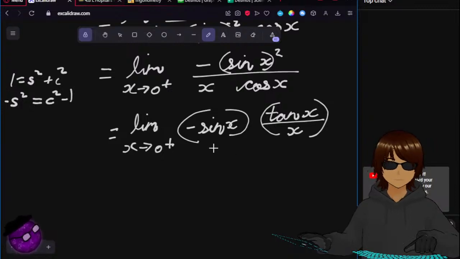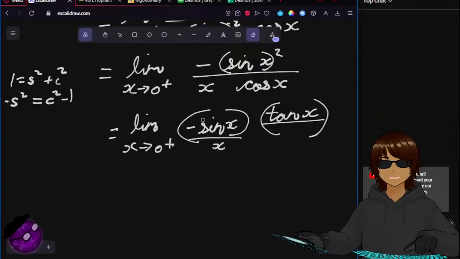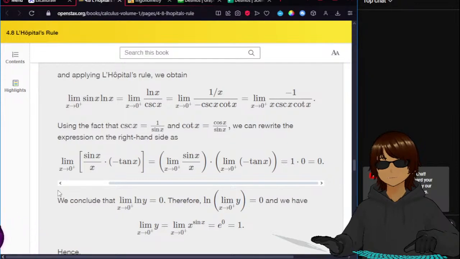So x, I think it would be easier if it's on this side. Now this derivative is 1. This goes to 0. And then e to the power of 0 is 1.